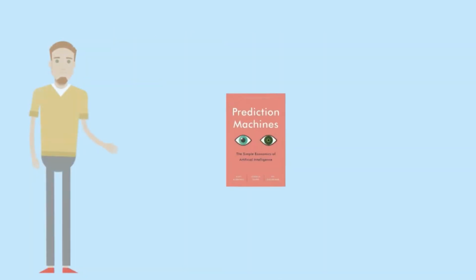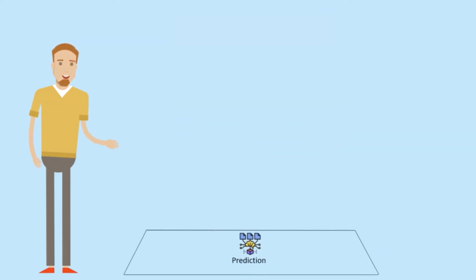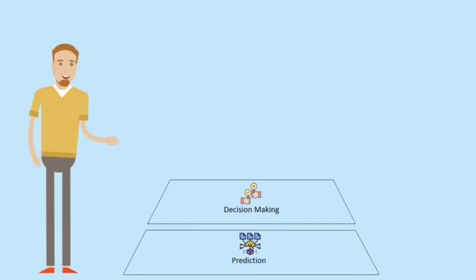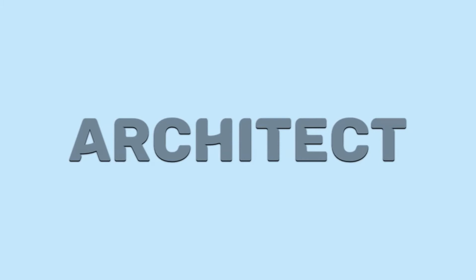According to the book Prediction Machines, published by Ajay Agrawal, Joshua Gans, and Avi Goldfarb, machine learning consists of prediction, decision-making, tools, strategy, and society. In this video, we will be applying machine learning in the context of an architect. Let's dive into this story.